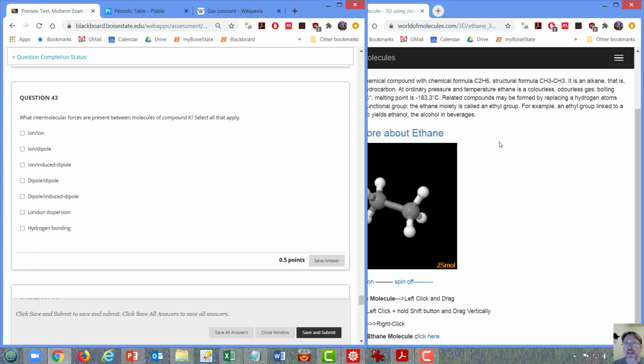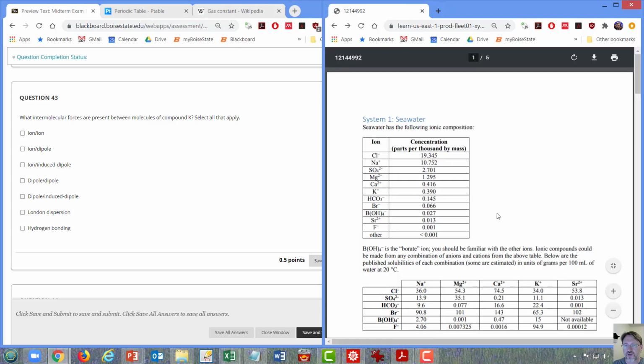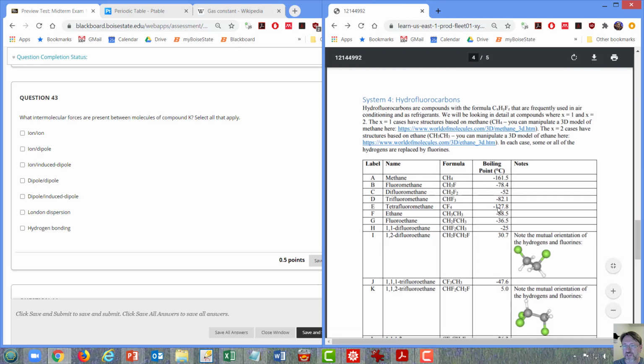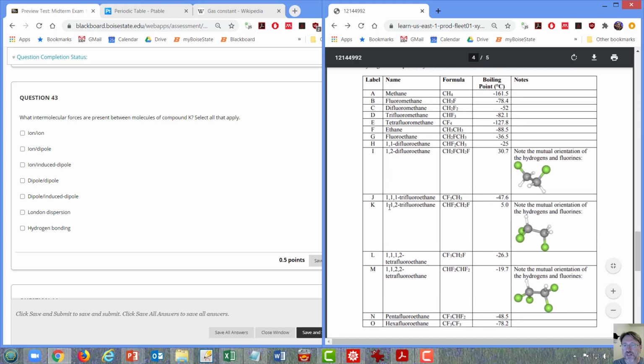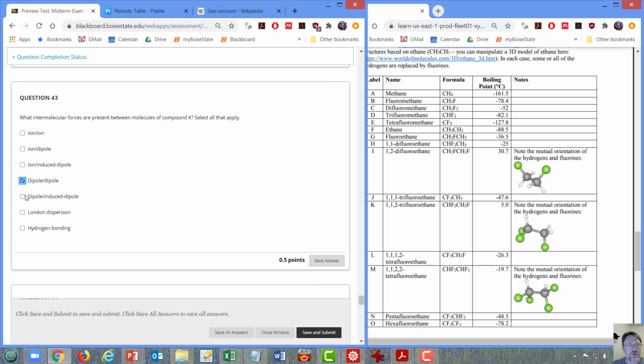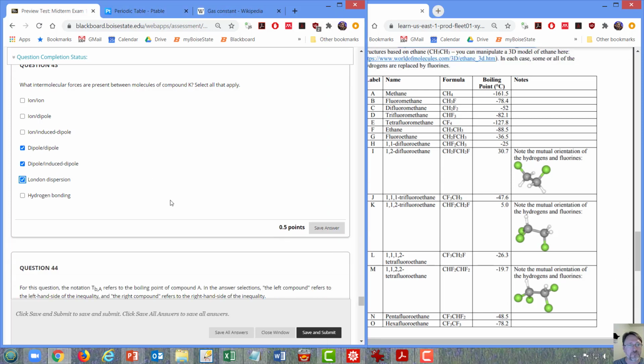43, compound K. We need to go back here to compound K. I'm in the wrong place again. K. All right, so we have a picture of it right here. Well, this one clearly is going to have a dipole moment because all 3 of these are kind of pointing down, whereas all 3 of those are kind of pointing up. So this one is going to have dipole-dipole, dipole-induced dipole, and London dispersion.